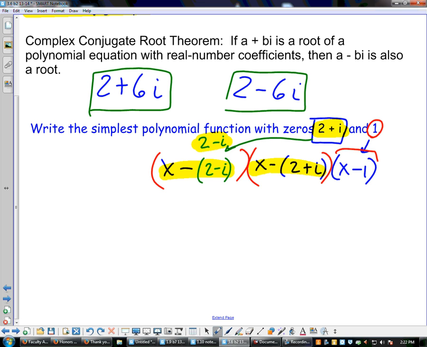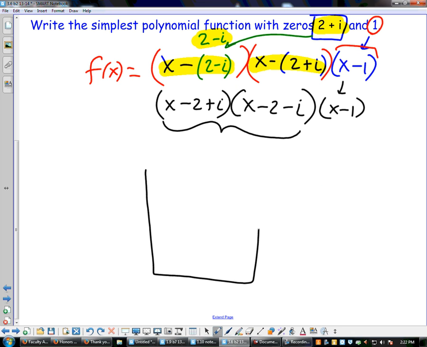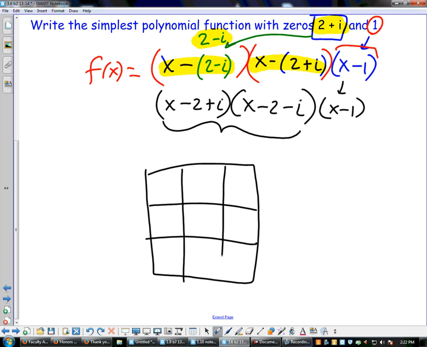So we need to write the polynomial equation, and we can't just leave it like this. So we're going to have to multiply it out. All right, I would suggest that we distribute the negative. So we would have x minus 2 plus i for this first one, and x minus 2 minus i for this next one. And we're going to multiply those together first, and then we'll multiply by this x minus 1. All right, so to multiply these two, I would recommend the box method. And I would put the x minus 2 plus i across the top, and x minus 2 minus i across the side.